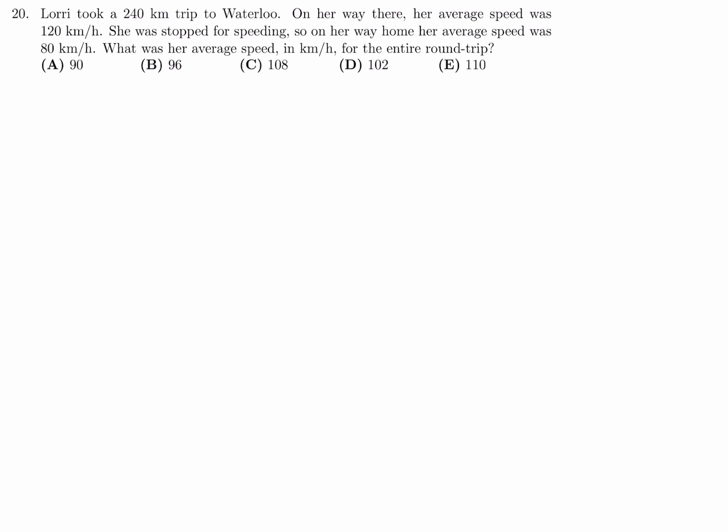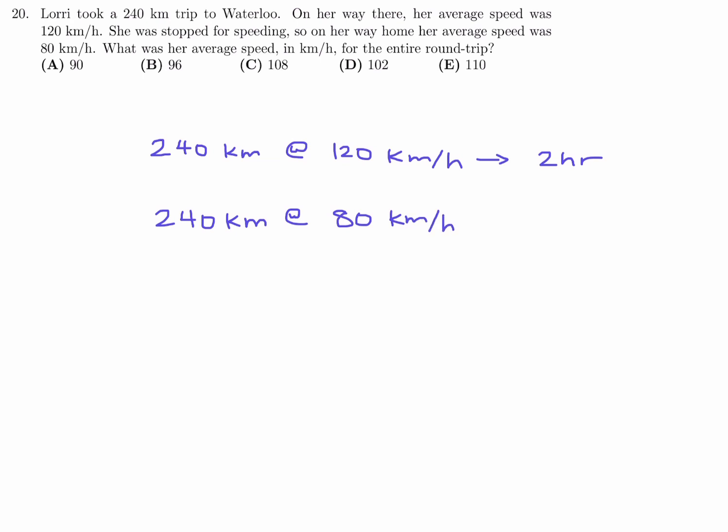Lori took a 240-kilometer trip to Waterloo. On her way there, her average speed was 120 kilometers per hour. She was stopped for speeding, so on her way home, her average speed was 80 kilometers per hour. What was her average speed in kilometers per hour for the entire round trip? So going to Waterloo, 240 kilometers at 120 kilometers per hour, that looks like a 2-hour trip. Correct? On the way back, same distance, but this time speed is 80 kilometers per hour, and that looks like a 3-hour trip. Correct?